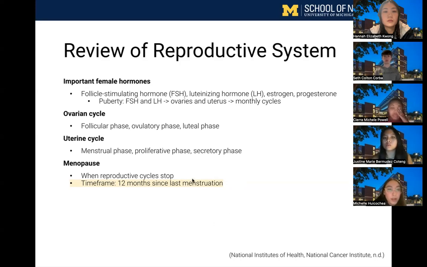And the ovarian cycle includes 3 phases: the follicular phase, the ovulatory phase, and the luteal phase. And then the uterine cycle, which is also known as the menstrual cycle, also includes 3 phases: the menstrual phase, the proliferative phase, and the secretory phase. And as women age, the reproductive cycle stops, and this marks the beginning of menopause. Women will know when they have reached menopause if it has been 12 months since their last menstrual cycle.